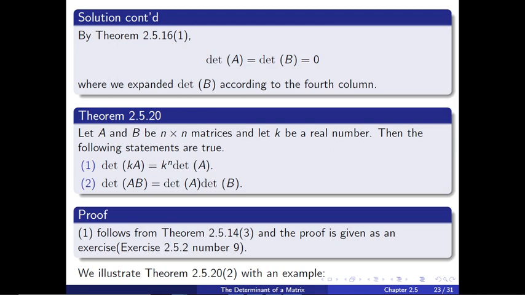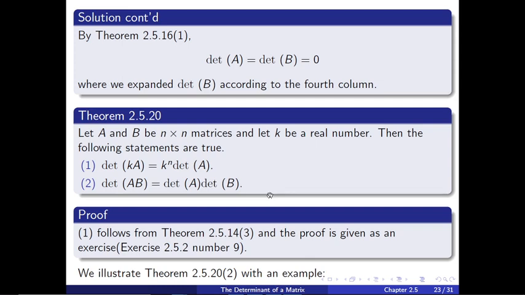Right, let's look at more properties of determinants. So let A and B be n by n matrices, and let K be a real number. And this is theorem 2.5.20 in the textbook. Then the following statements are true. The determinant of KA is equal to K to the n determinant of A, and determinant of AB is equal to the determinant of A times the determinant of B.